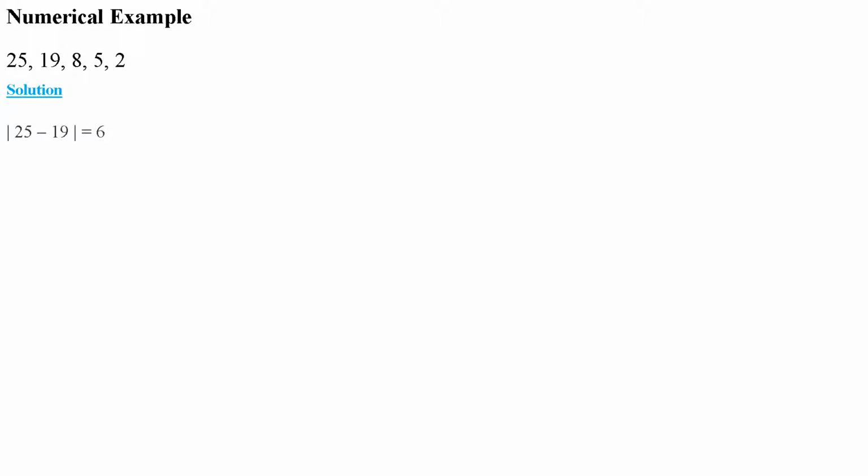Now, solution. This is the process or the algorithm which I devised. 25 minus 19, which is 6. And then the difference between 6 and 8, only the positive, which is the absolute value, which is 2. Then 2 take away 5, which is 3, the absolute value, definitely. And then 3 take away 2, which is 1. So according to this method, the minimum sum is equal to 1.